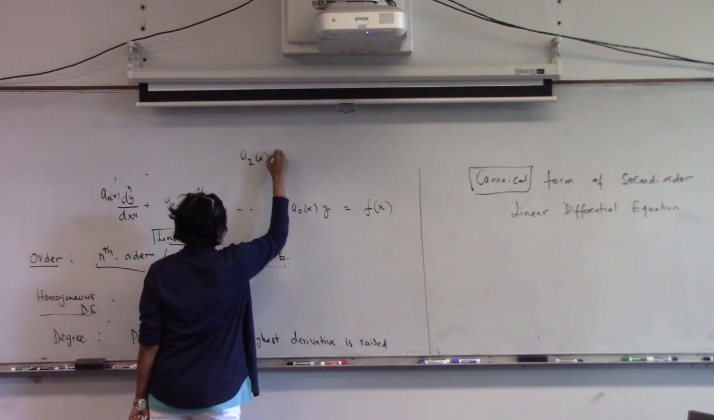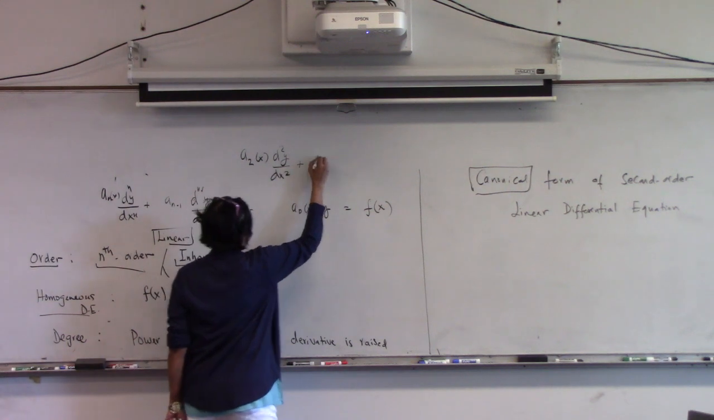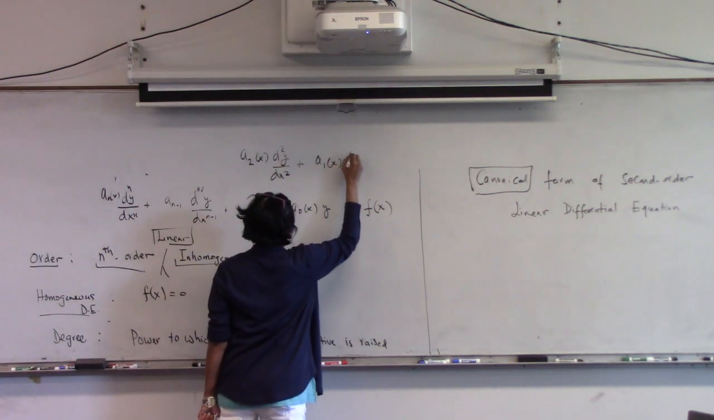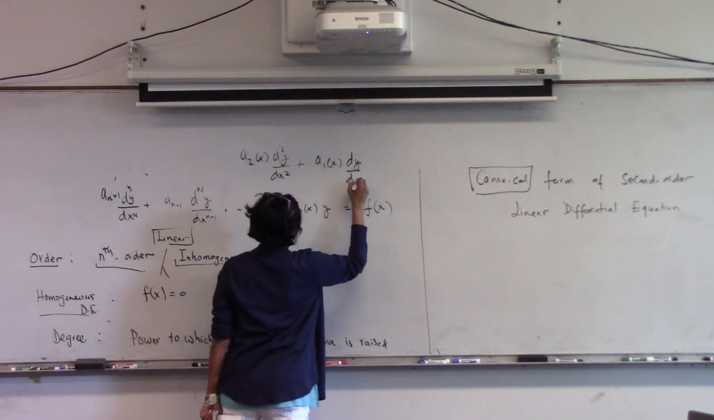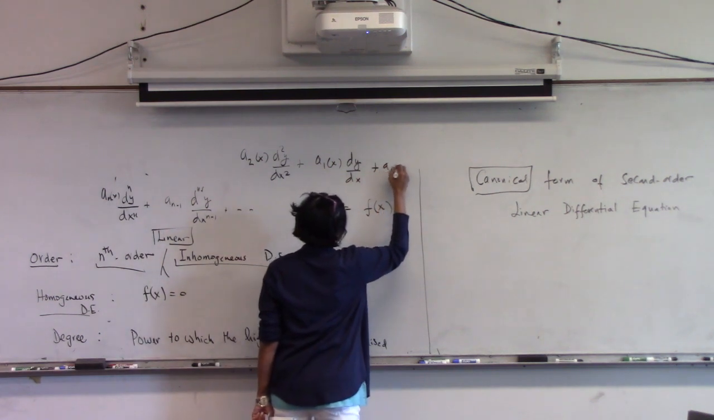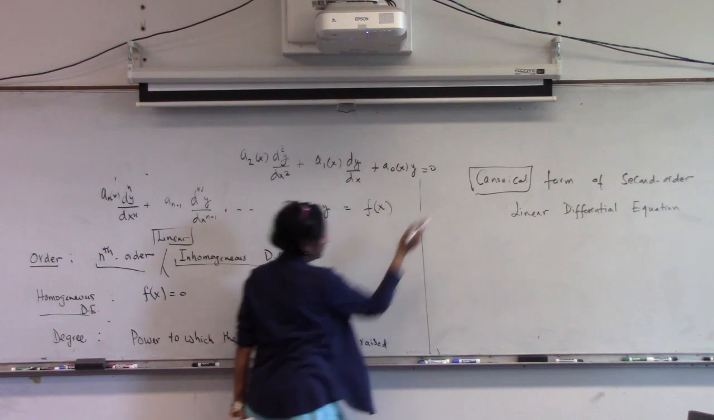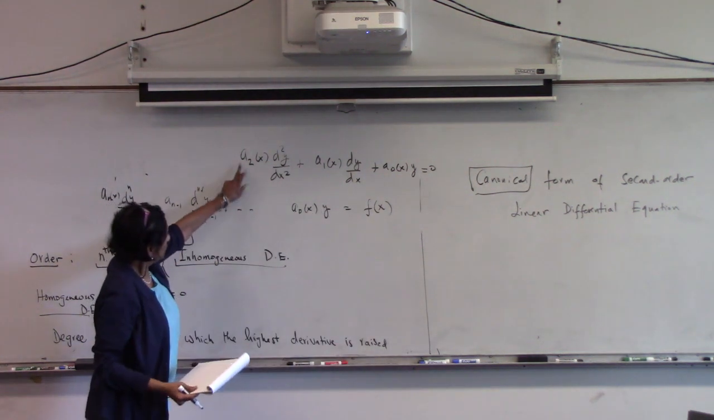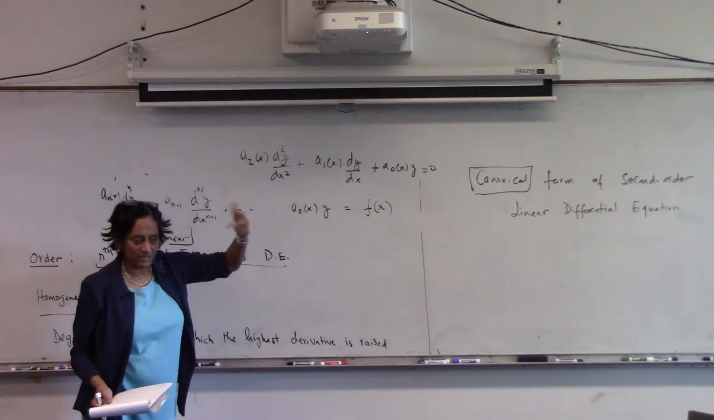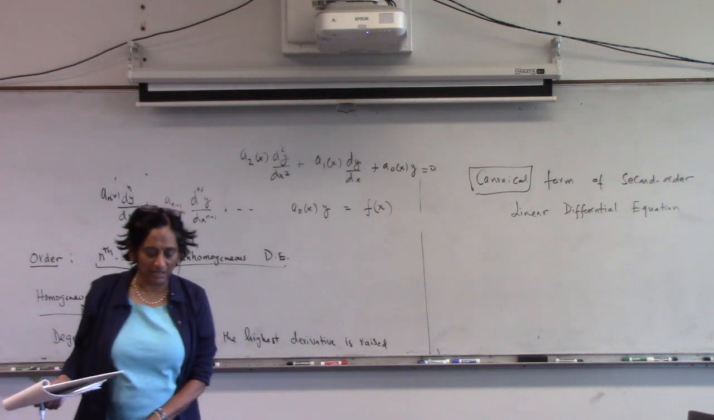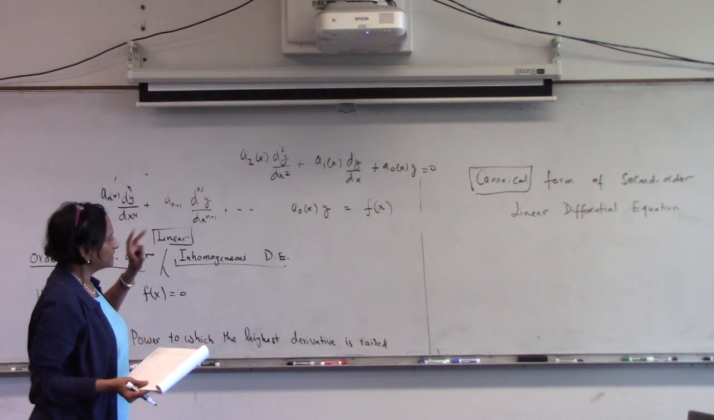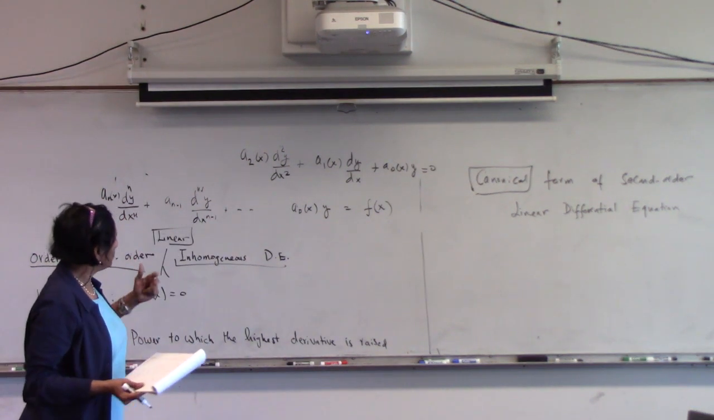A2(x) d²y/dx² plus a1(x) dy/dx plus a0(x) y. This is a homogeneous second order equation, it will be something like that. But what we will do in the canonical form, because that's how we analyze the properties of the coefficients and tell you whether a series solution is possible or not.